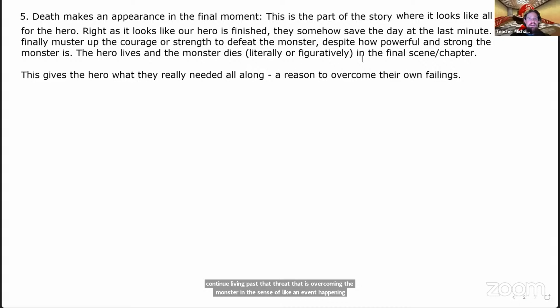So the monster normally dies in the final scene or chapter. And this gives the hero what they really needed all along, a reason to overcome their own failings. The problem that the hero had at the beginning of the story, they've overcome that problem. And that's what they needed all along, was really just to overcome that shortcoming.